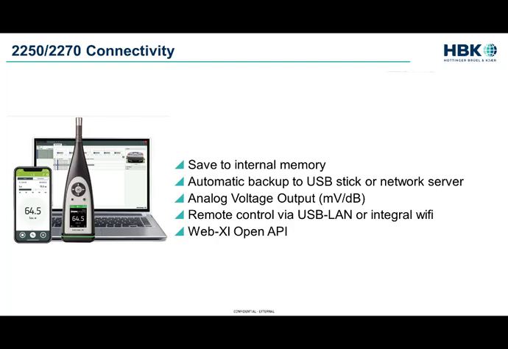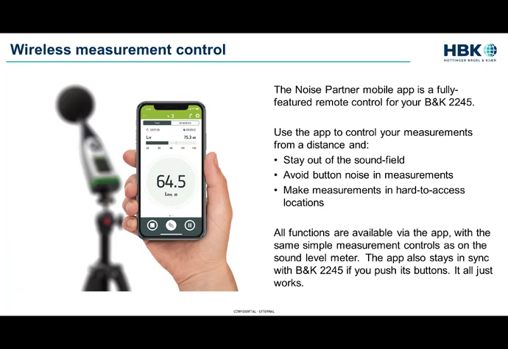Connectivity features include an analog voltage output signal and remote control via USB LAN adapter or integral Wi-Fi using the iOS phone app or the Open API interface. The integrated Wi-Fi on the 2245 is designed to work seamlessly with our iOS apps for remote control and annotation. These apps are not required to use the meter, but they do open up a suite of additional features that can save you time and effort in documenting and organizing test projects.